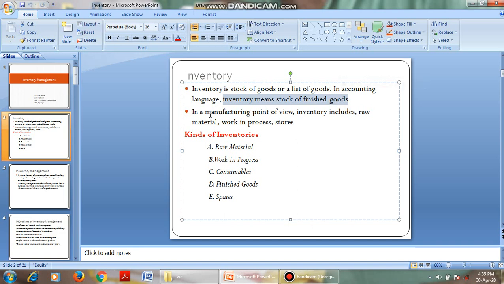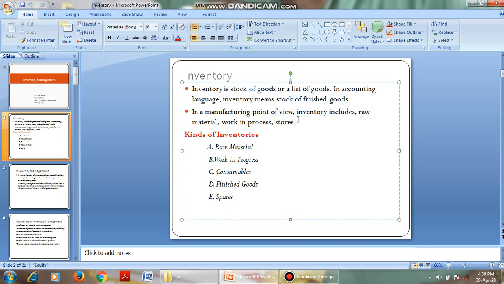Whereas in operations management or in manufacturing, inventory is nothing but raw material, work in process, stores, finished goods. These all come under inventory. Okay, let us see what the different types of inventories are.